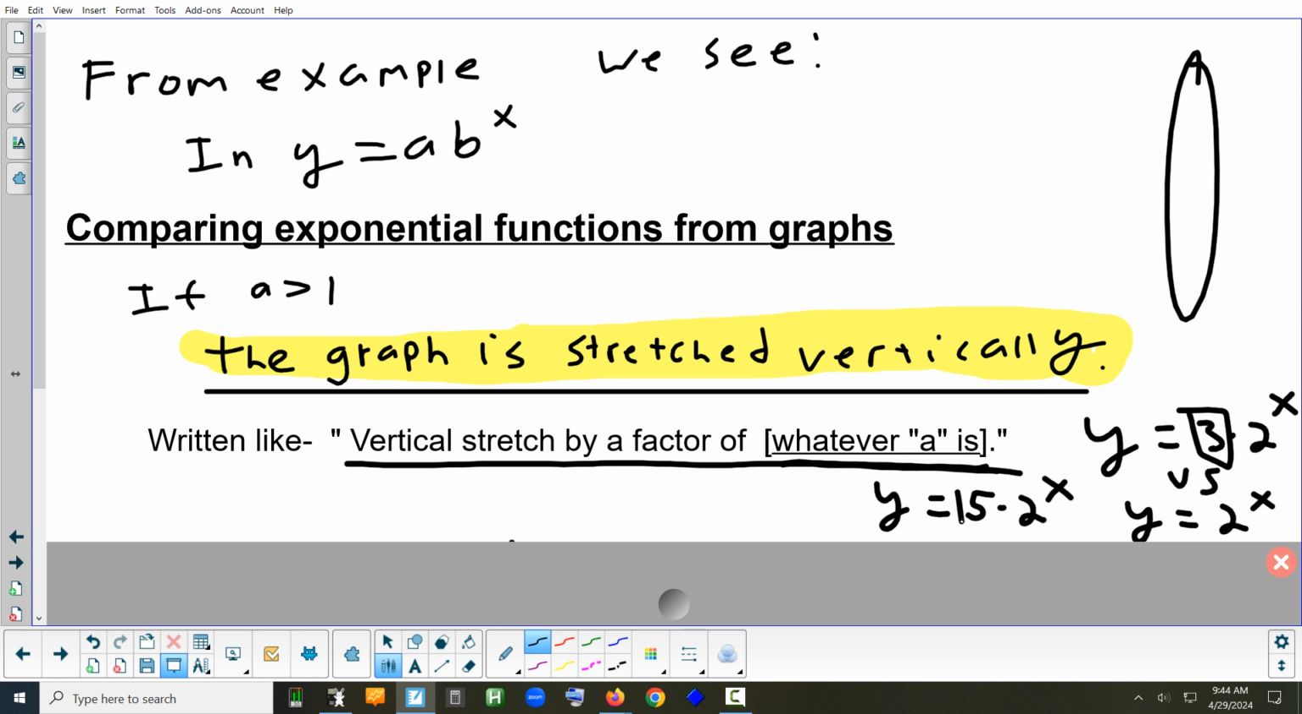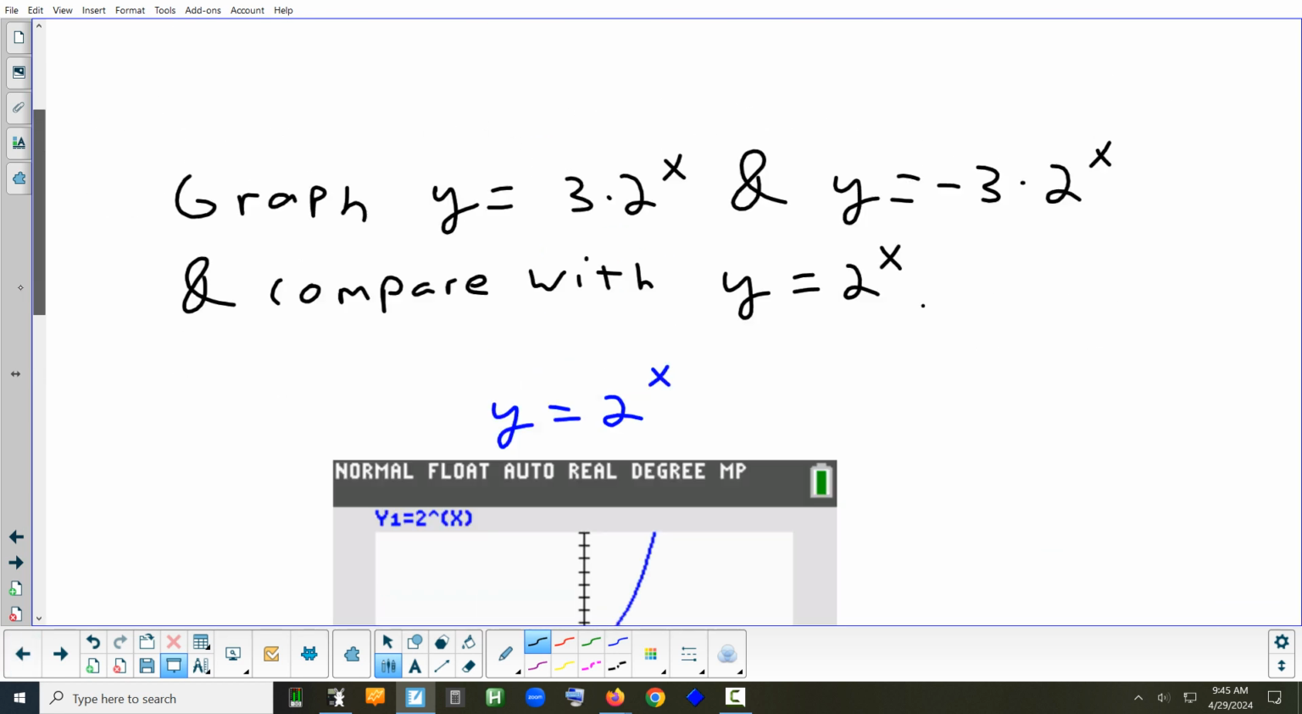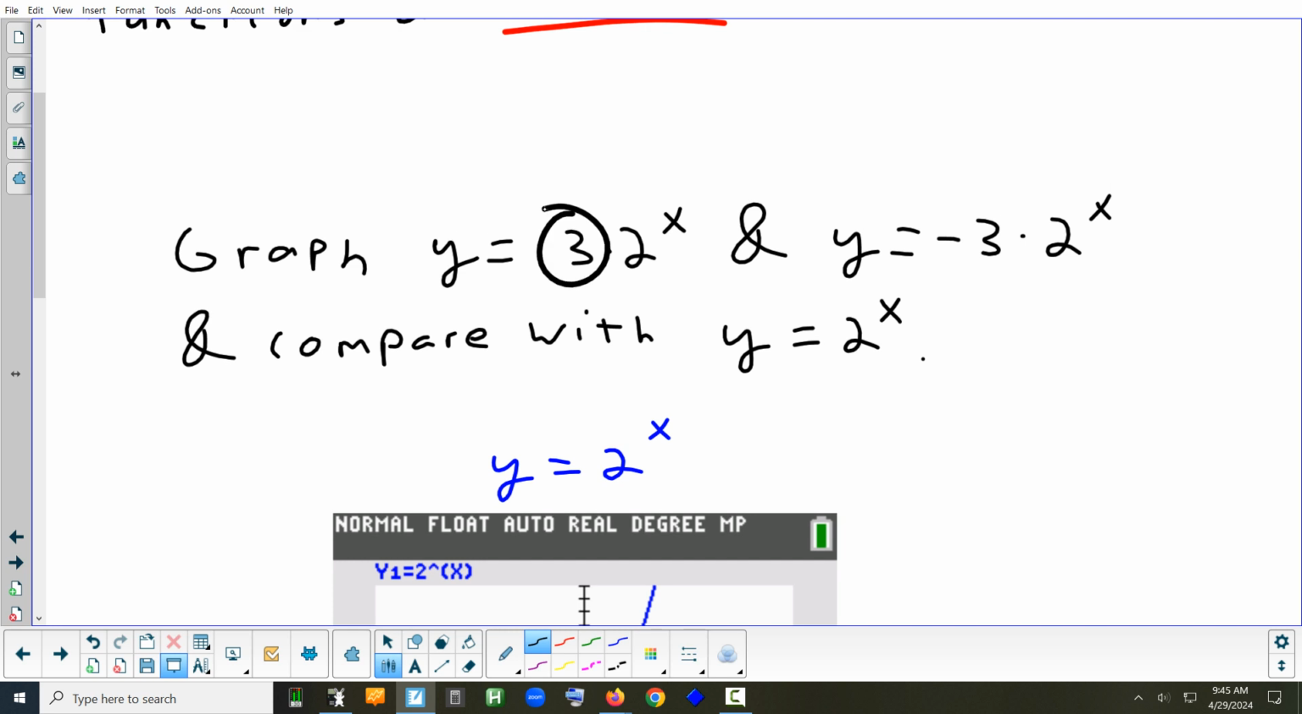And what if I did that? How would you describe it now? Vertical stretch by a factor, now it's 15 times as tall, so it's a lot taller. Yep. All right, so that's how you describe it when the number in front is a positive.